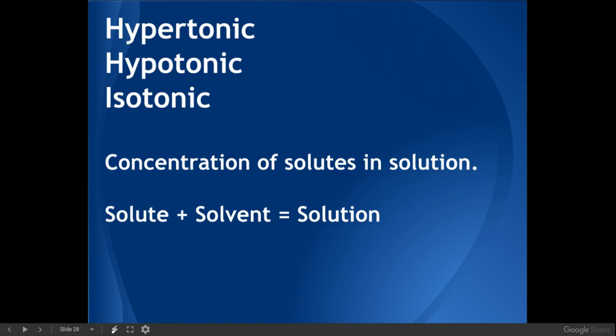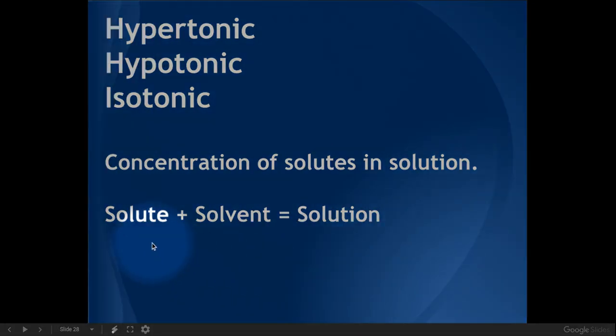Before we begin talking about hypertonic, hypotonic, and isotonic solutions, we need to define a couple terms, and that would be solute, solvent, and solution. A solute is something that dissolves in a solvent. A solvent is what does the actual dissolving of the solute, and when it's all finished, a solution is what you get.